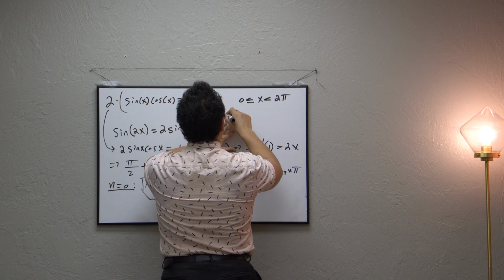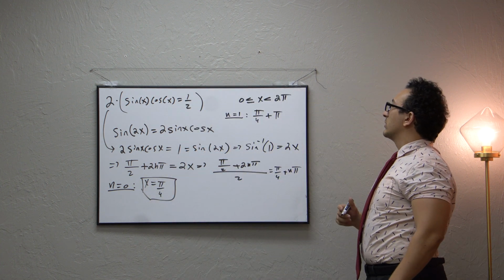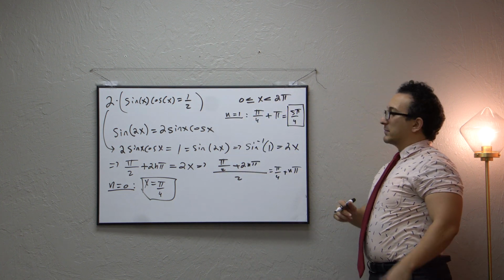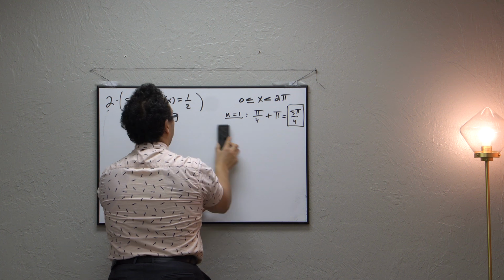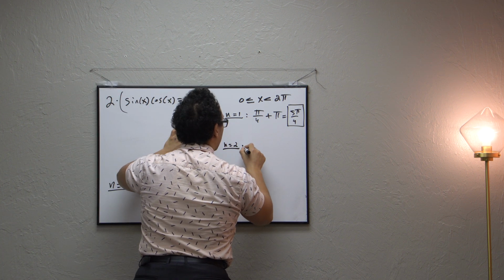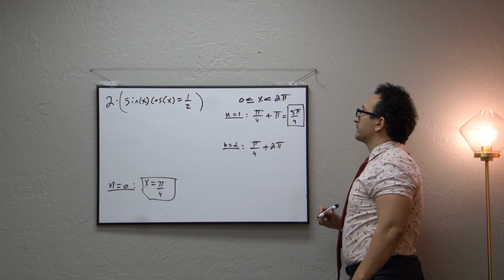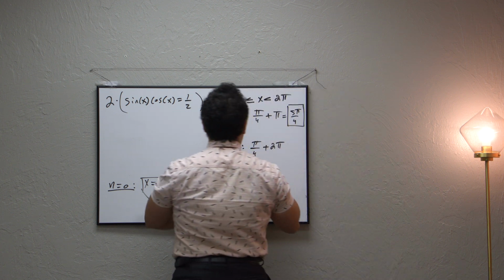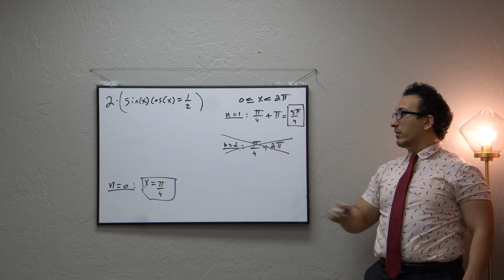Alright? Now, what happens when n equals 1? Okay, well, I would get pi over 4 plus pi. Alright? This reduces to 5 pi over 4. And this is well within the range of the domain. Next, we'll plug in the next integer value. Okay? So then we have n is equal to 2. So I get pi over 4 plus 2 pi. Okay? Notice that pi over 4 added to 2 pi is clearly a value that exceeds 2 pi. So at n equals 2 and beyond, we do not accept these values as valid solutions to our equation. So our only solutions are 5 pi over 4 and pi over 4.